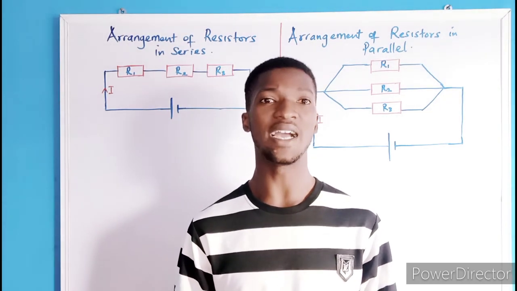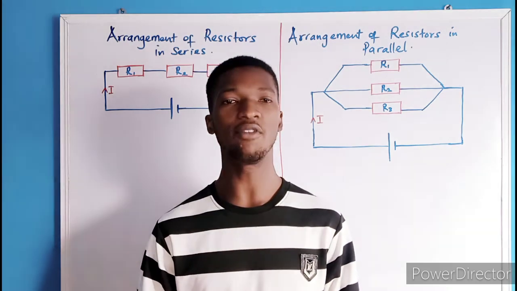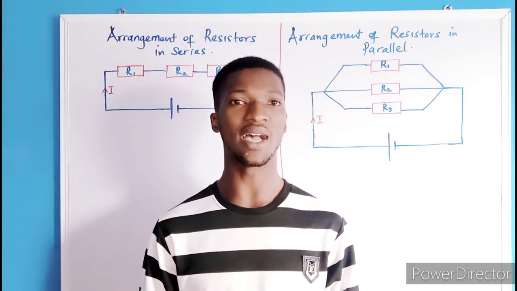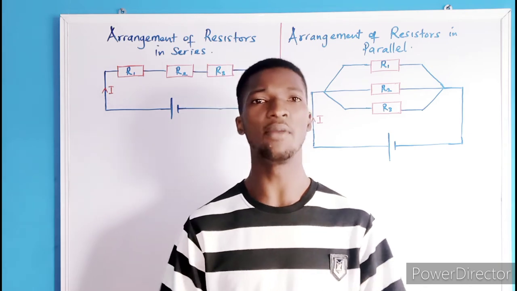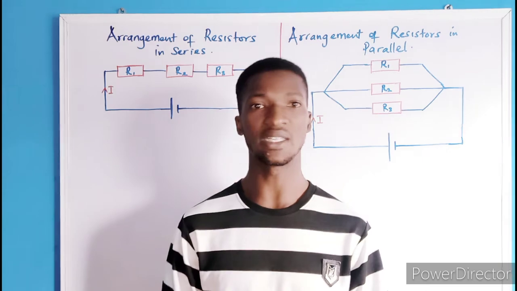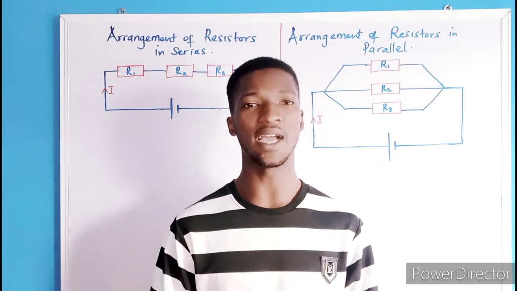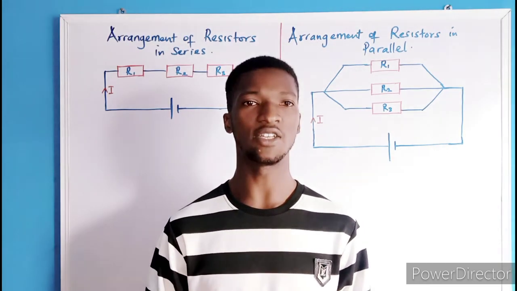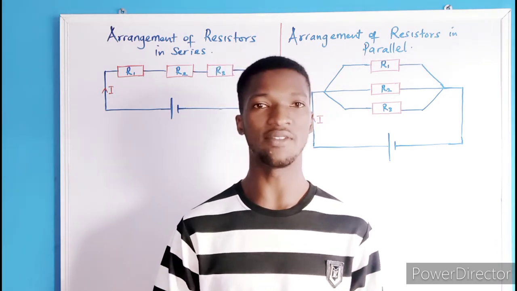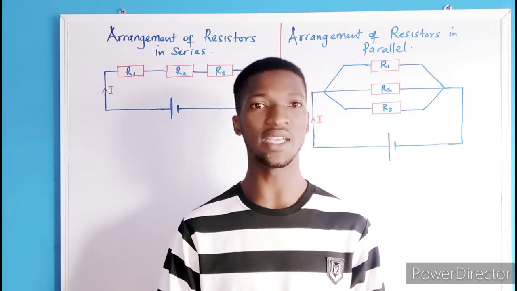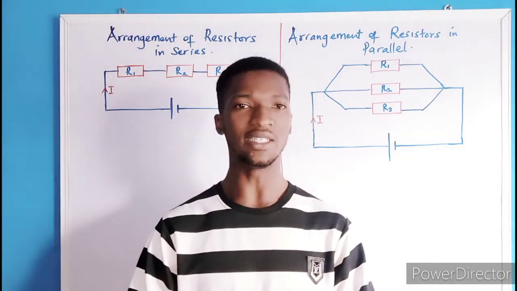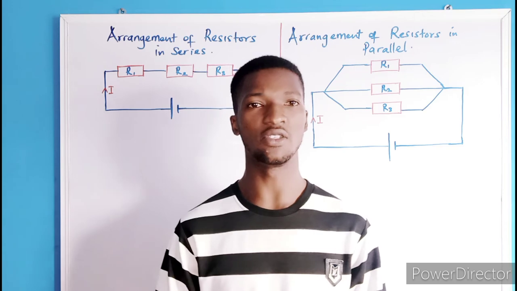Now, basically, there are two types of resistors. We have what we refer to as the standard resistors, and we have what we refer to as the variable resistors. What's the difference between these two? The standard resistors always have a fixed magnitude. For instance, you can have a resistance box showing that you have a 2 ohm resistor, 3 ohm, 5 ohm, 7 ohm, 15 ohm, 10 ohm, 12 ohms, 30 ohms, like that. It is fixed in this particular resistor.